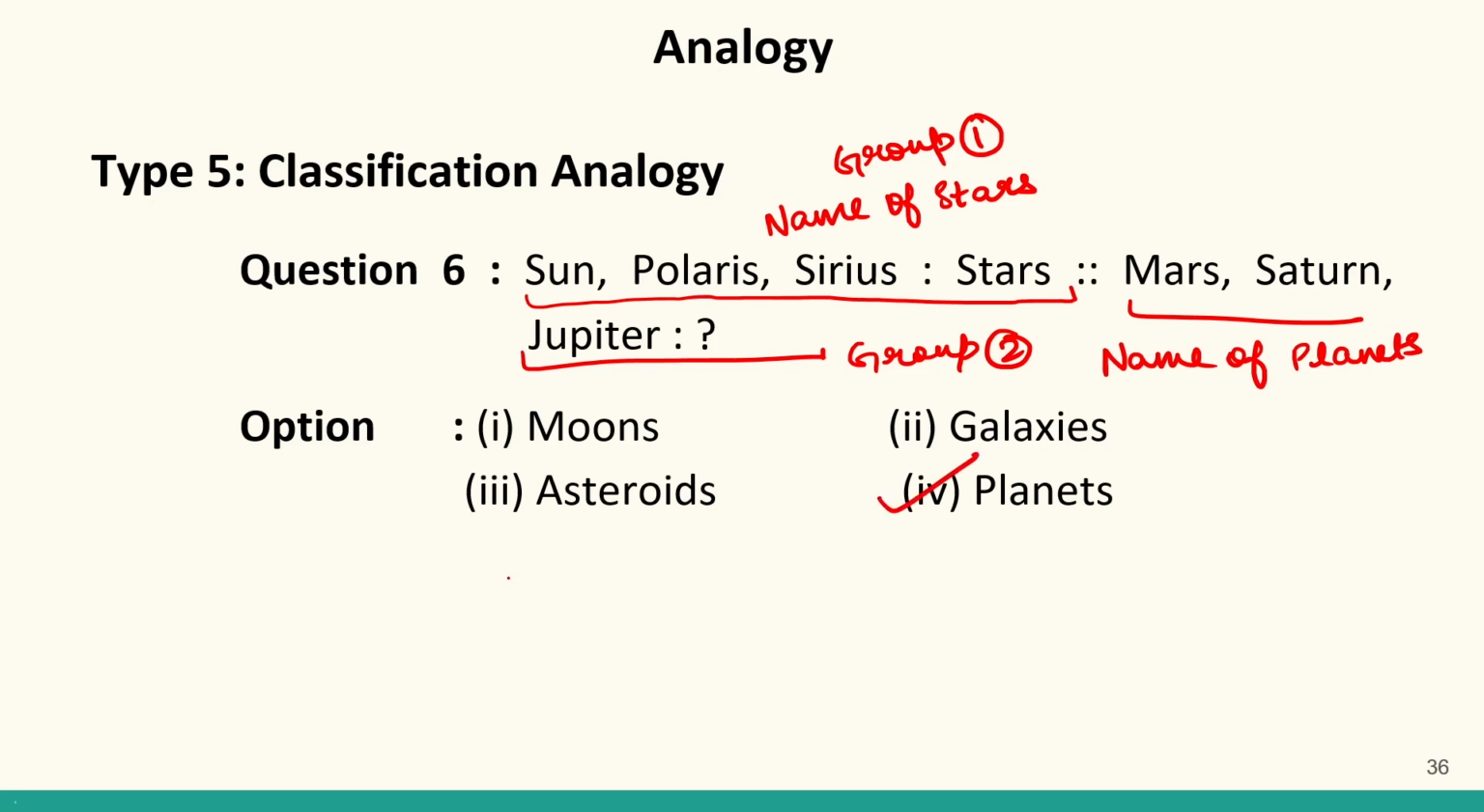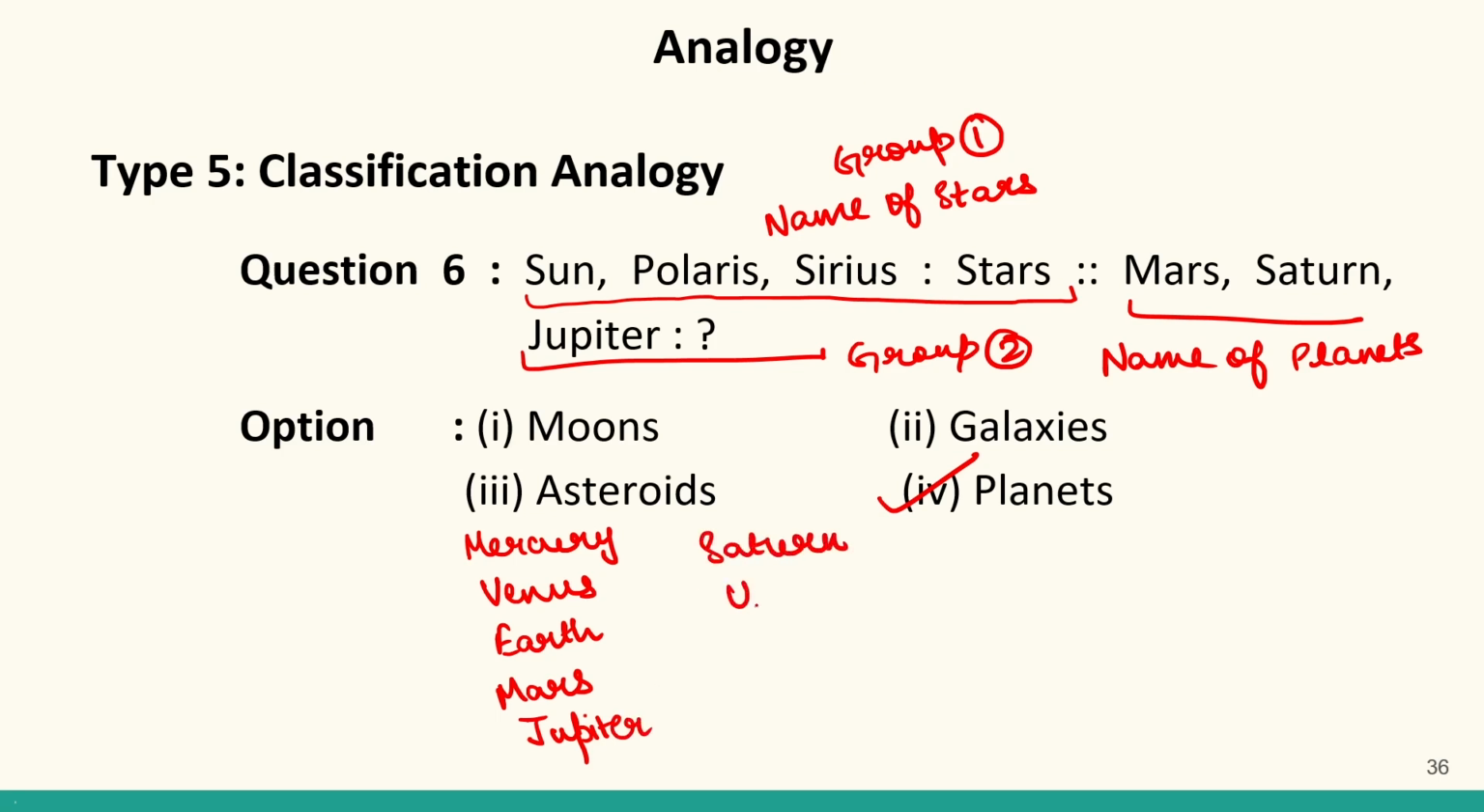Do you know all the planets? Mercury, Venus, Earth, Mars, Jupiter, Saturn, Uranus, Neptune, and Pluto. These are all 9 planets. These are all the names of 9 planets.